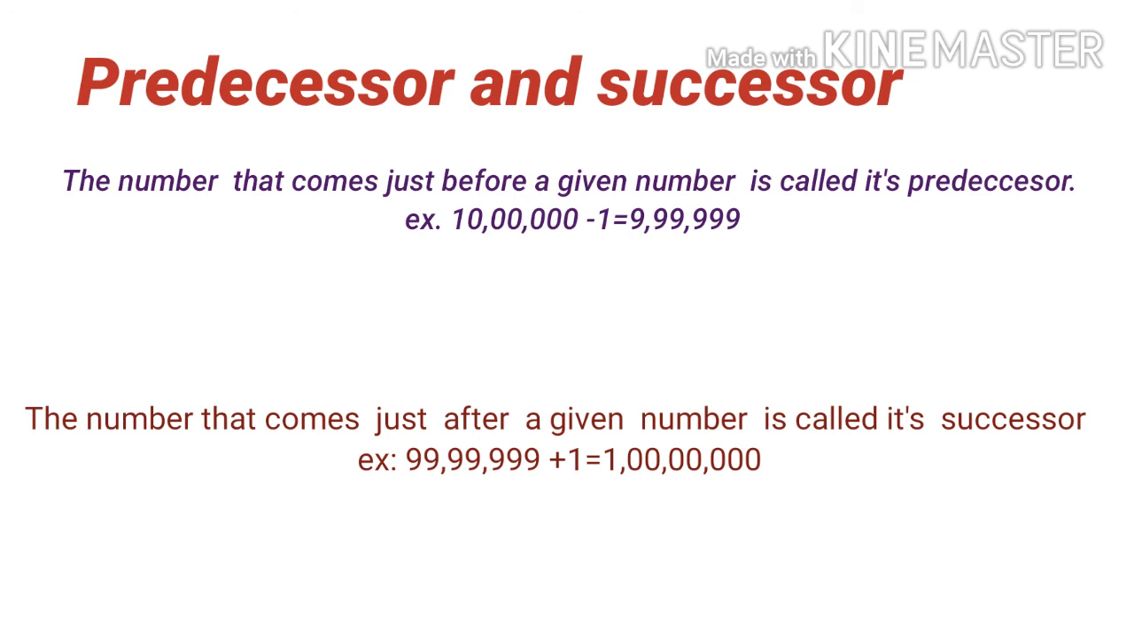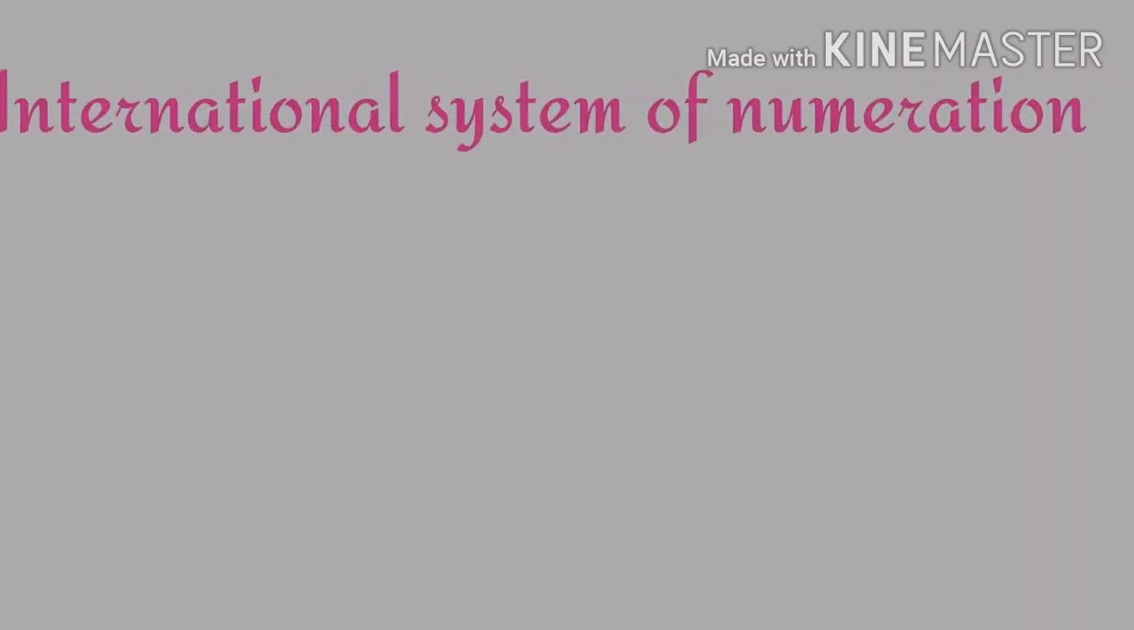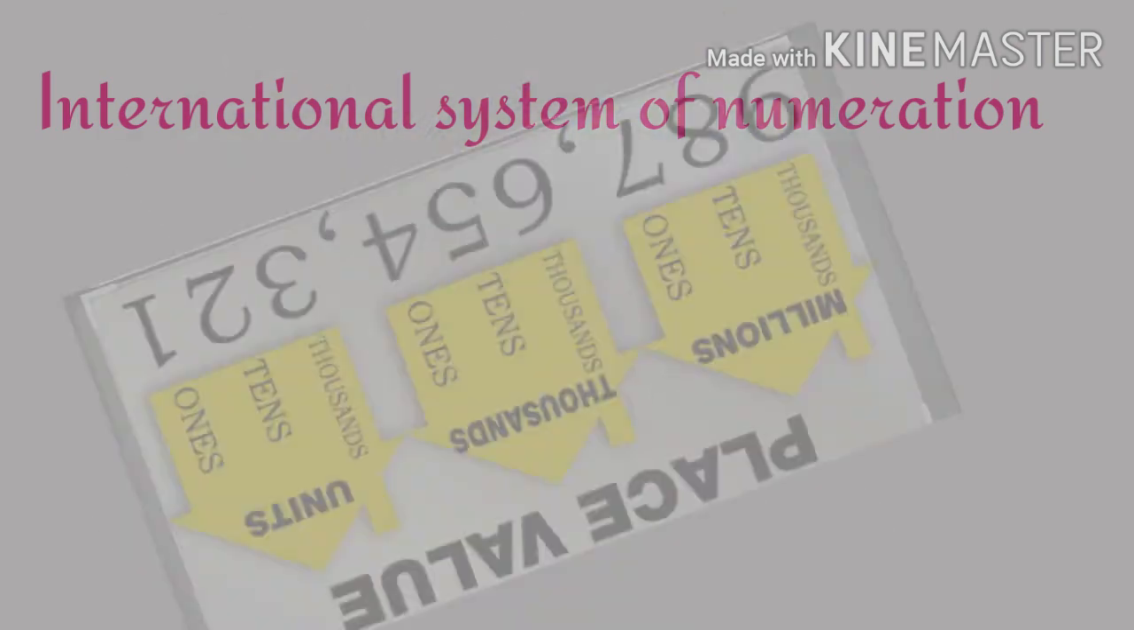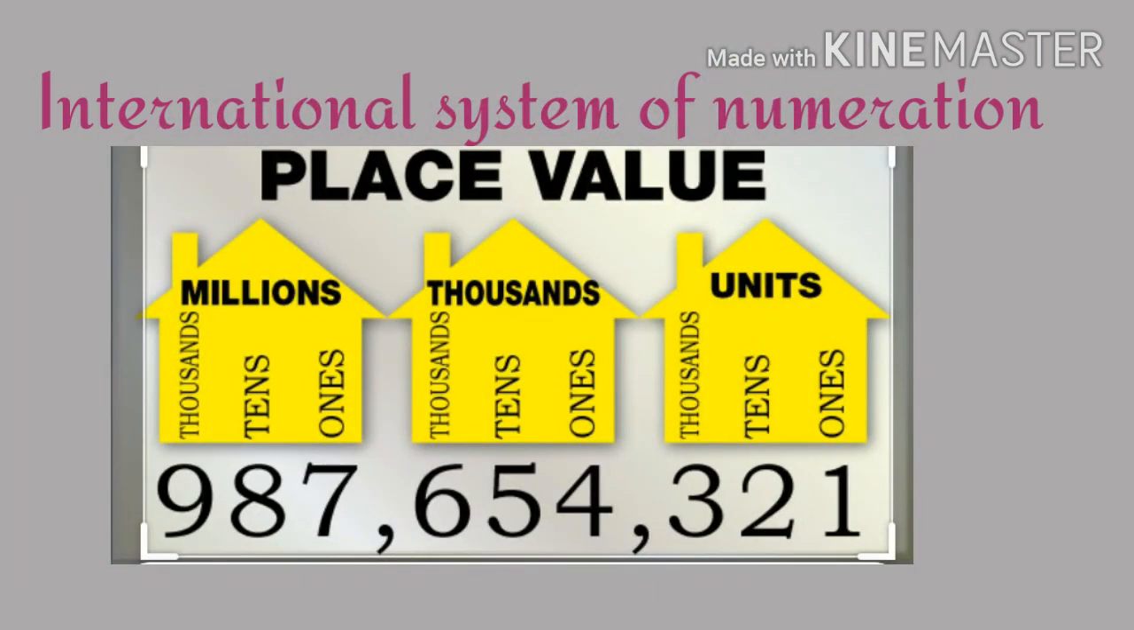You can see the picture of the international numeration system on your screen. See the table first. The international numeration system is different from the Indian system. See the place values: unit, thousand and million. In the unit there are 3 places: ones, tens and hundred. In the thousands there are 3 places: ones, tens and hundred. And again in millions there are 3 places: ones, tens and hundred.